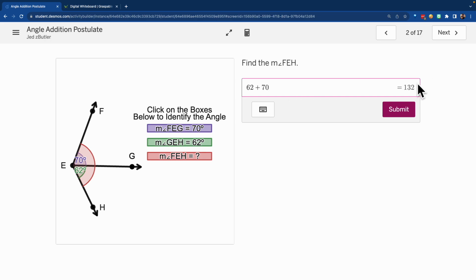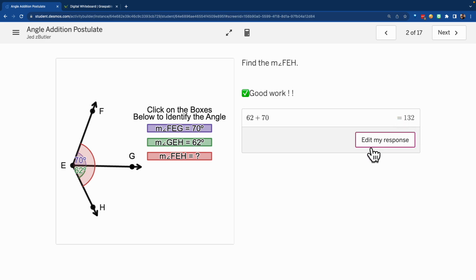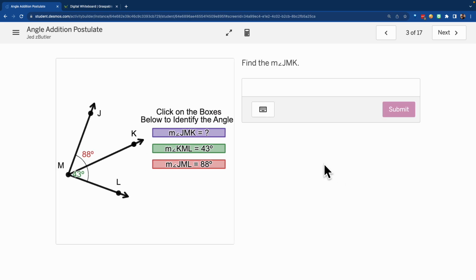Because Desmos is a calculator, it actually gives me a calculation in there that I can see. Now instead, I could have just typed 132, but I think it's actually good to type out a little bit of your work here to show how you're getting that calculation. Good work, I got the right answer.